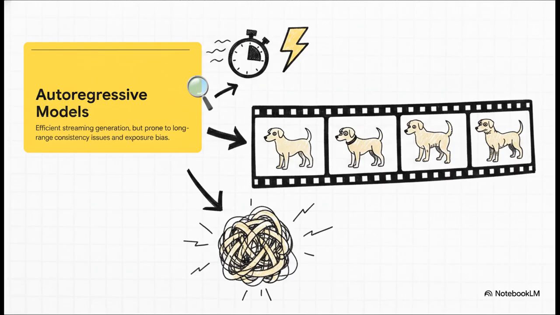But because they're essentially just making it up on the fly, they are super prone to long-range consistency issues and this thing called exposure bias. In plain English, if they make one tiny mistake at frame 50, that error snowballs. By frame 100, your photorealistic golden retriever is suddenly this multi-headed monster. They just totally lose the plot.